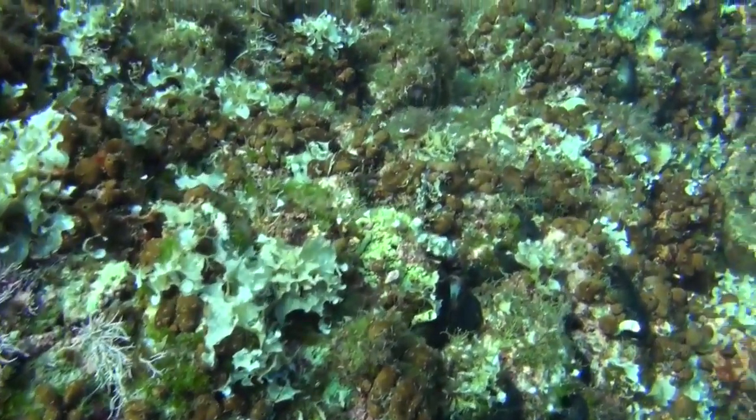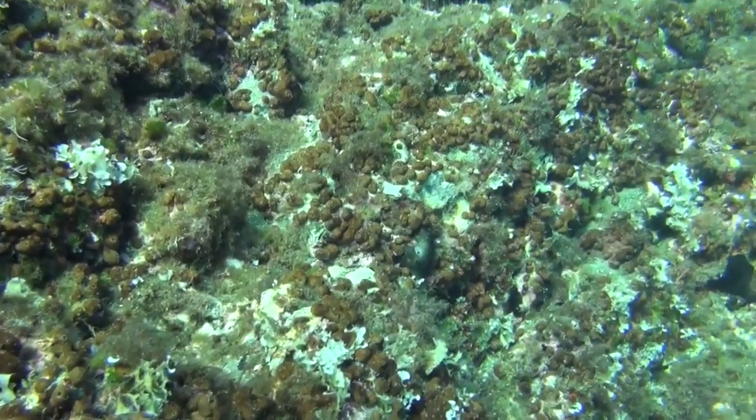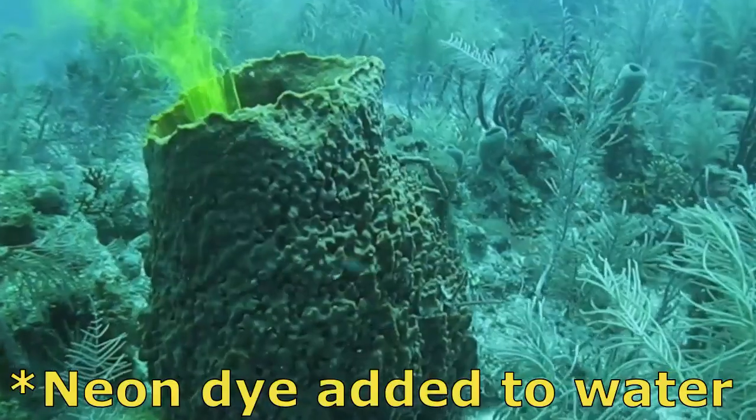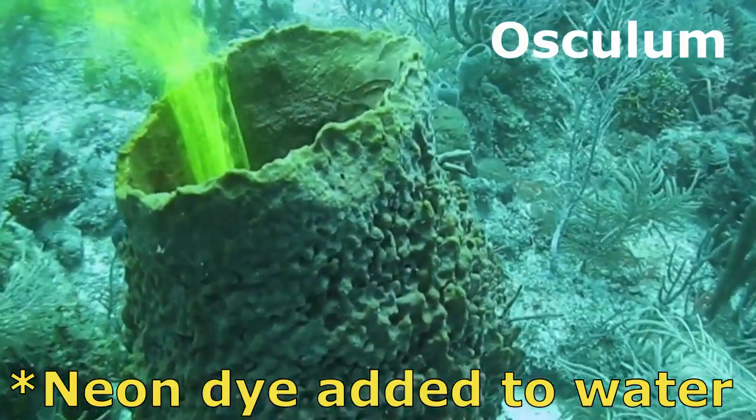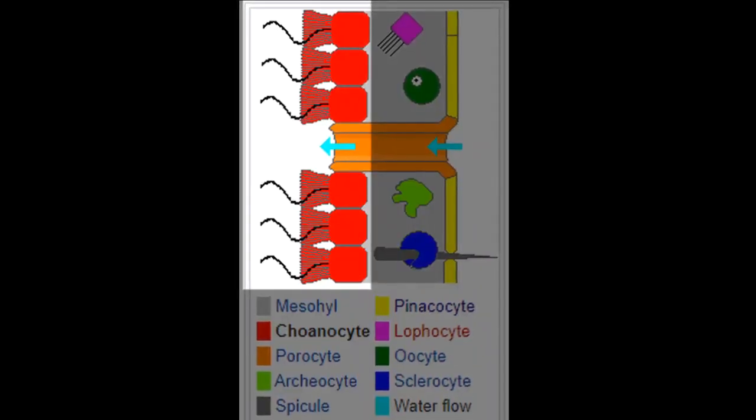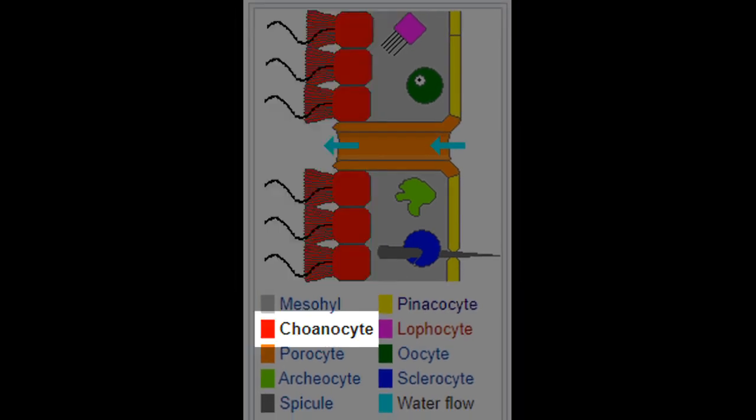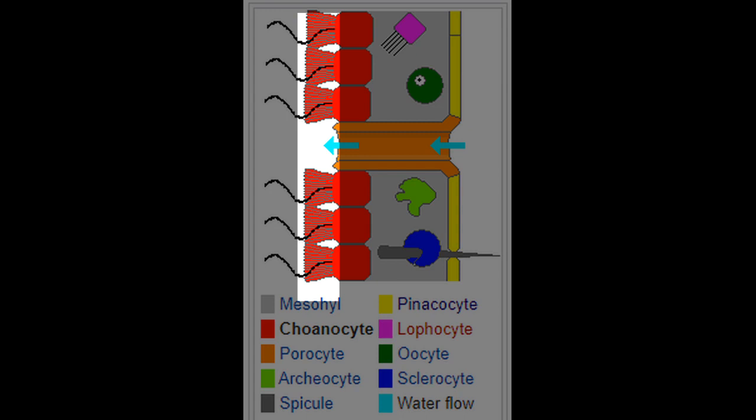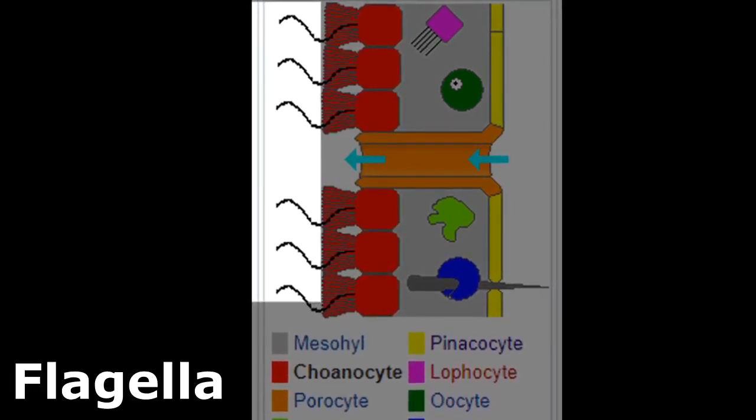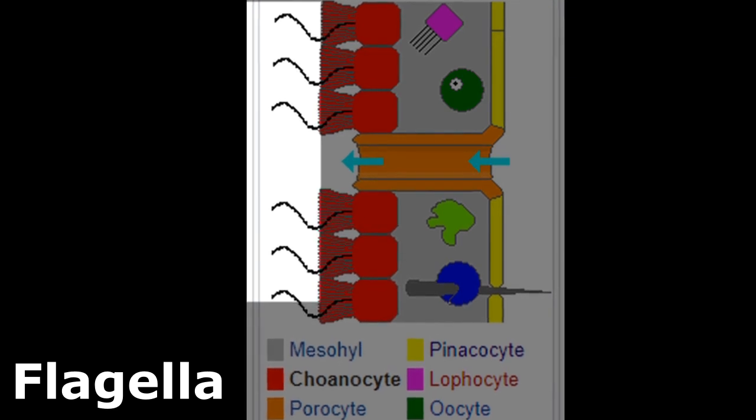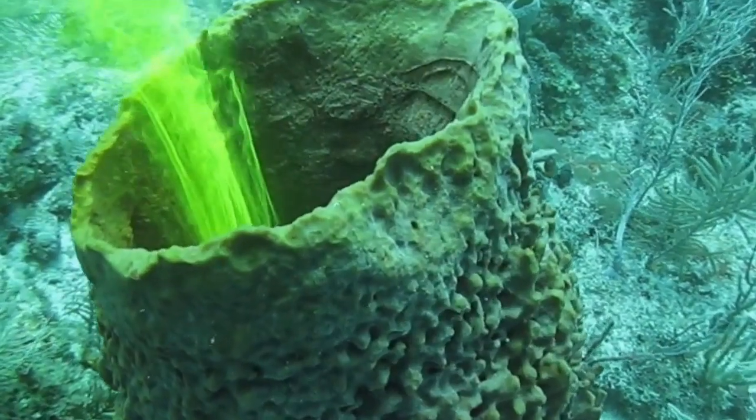The pores provide an opening for water that carries food and oxygen to enter the sponge's body. An opening called an osculum allows water to leave the sponge. The inner surface of the sponge is lined with cells called collar cells, or choanocytes. The collar cells have fine tubes with tiny hair-like structures called flagella that move back and forth, creating a current. This allows water to move into the ostia and out the osculum.